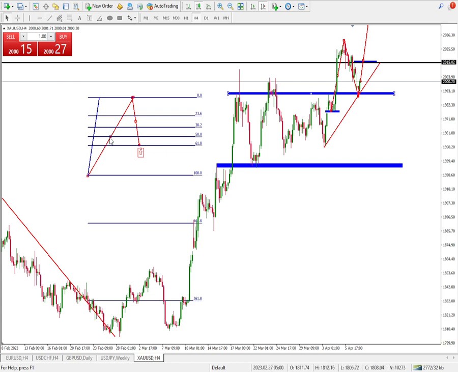And where will be the take profit according to the strategy? The take profit will be at the completion of the point D. So in this particular case, this is A. Just have a look at it. This is A. This is B.